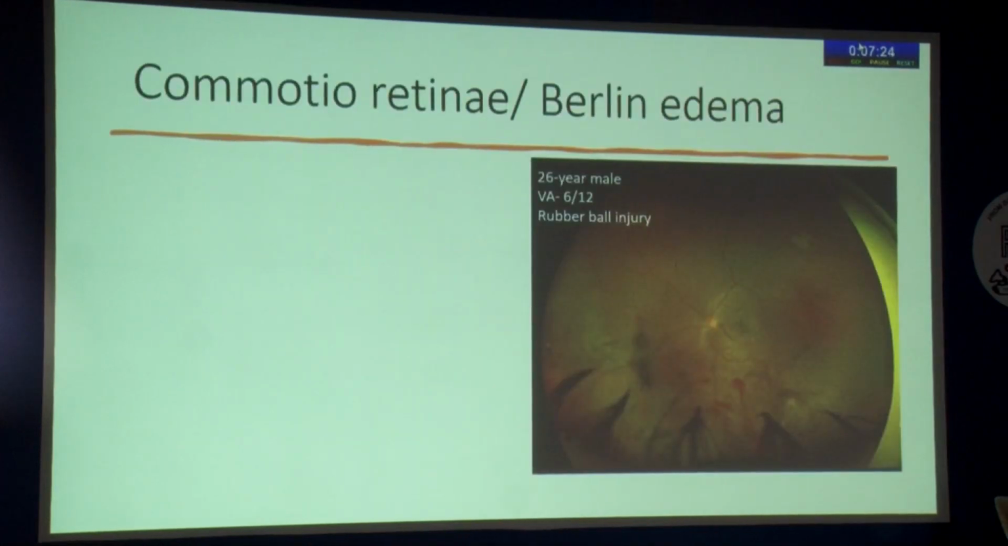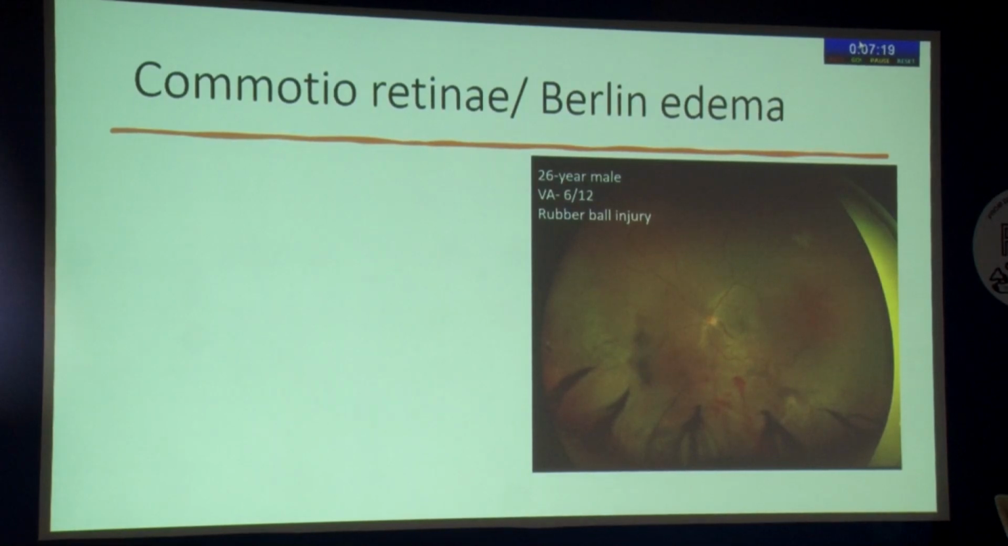So first, this is a 26-year-old male patient who had injury to the left eye with a rubber ball, and the vision is 6/12.